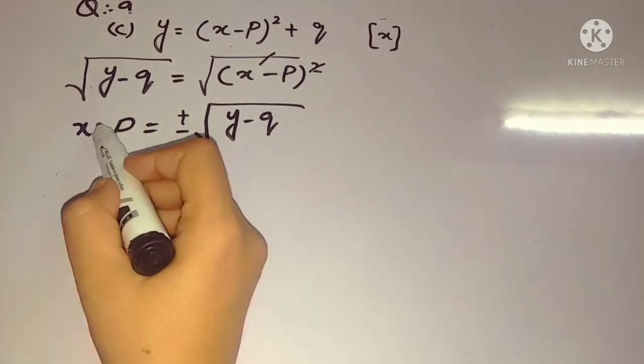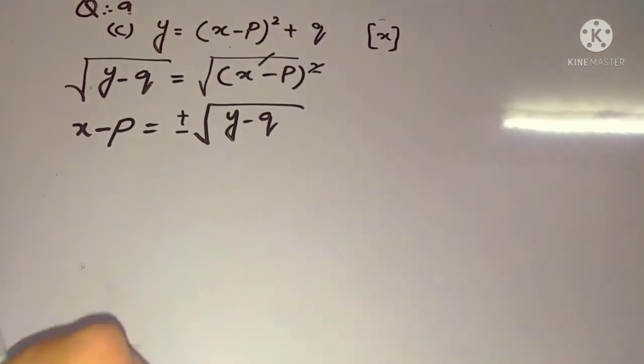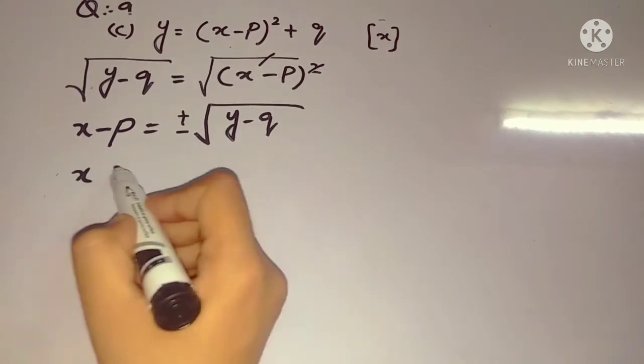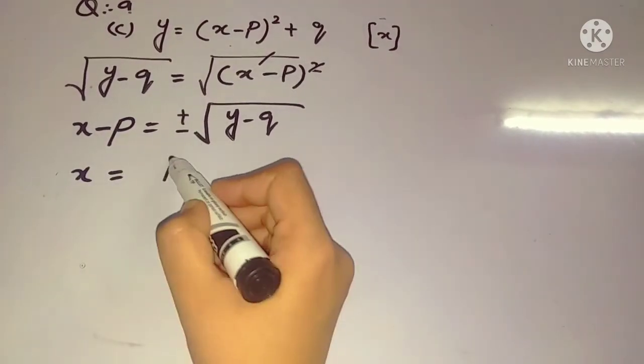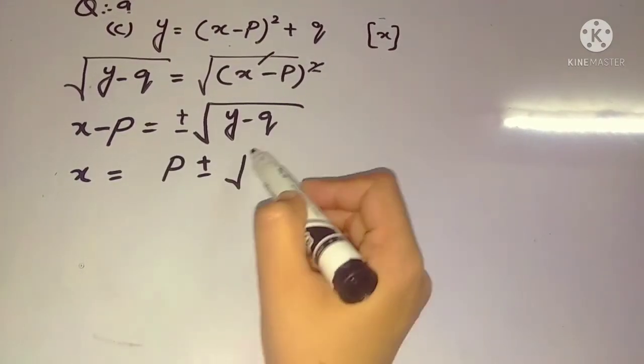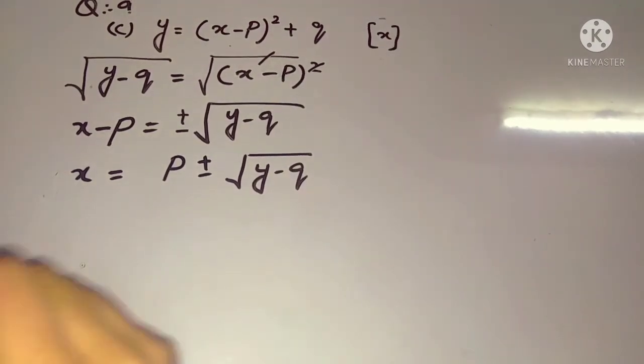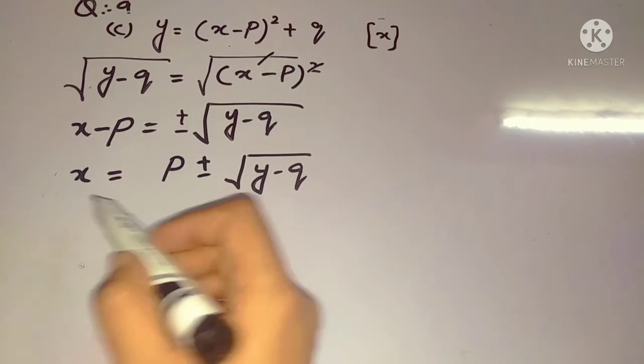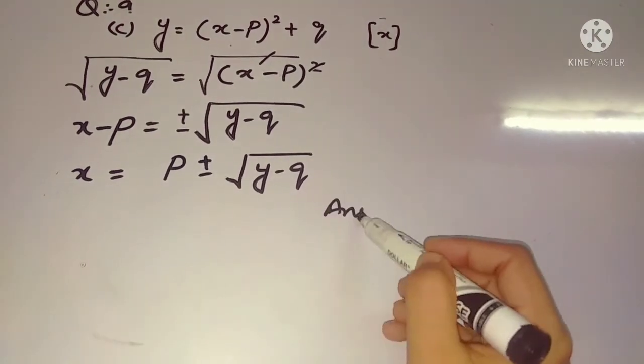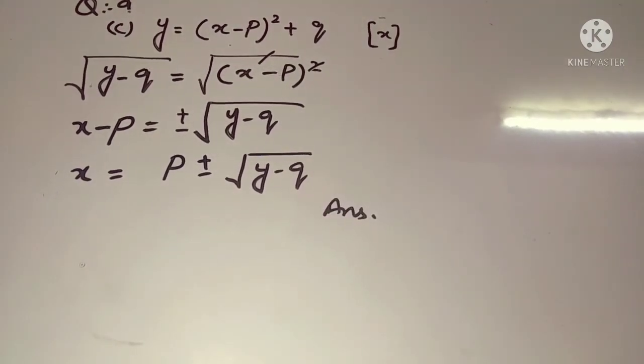Now you can see that this p is subtracted over here, when we go to the right hand side, it will be added. So the value of x is p plus minus root y minus q. So this is your answer. We have made x the subject. I hope that part C is clear to you. Now let's move forward to part D.